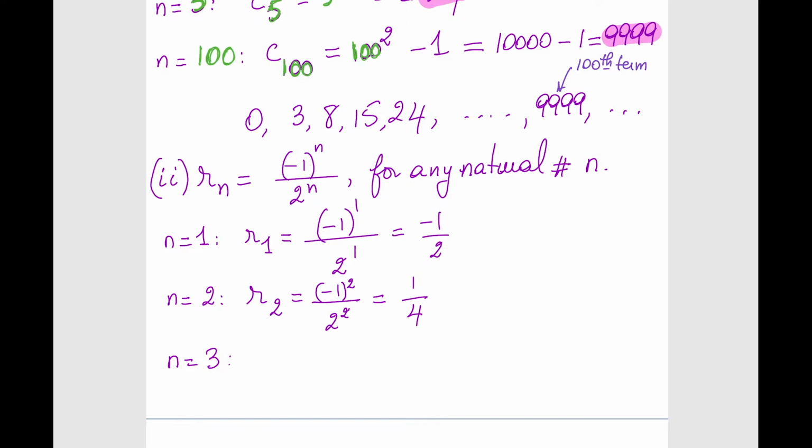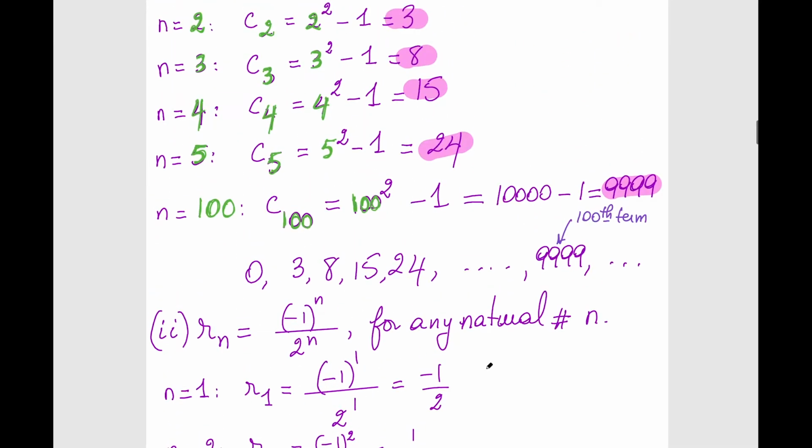When n is 3, R3 is minus 1 to power 3 divided by 2 to power 3. Do you agree with that? So what have I done? I replaced n by 3 because I'm talking about the third term. Okay? And what do we get here? We got minus 1 cube. And what's minus 1 cube? Is minus 1 divided by 2 cube, which is 8. Okay, so indeed the sequence is alternating in sign, right? One time negative, one time positive.